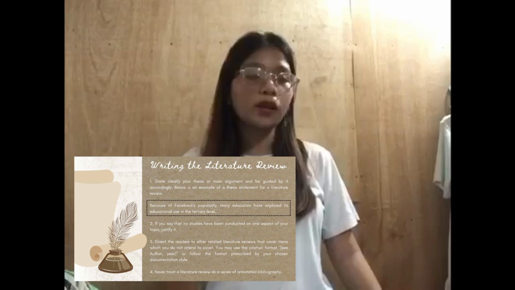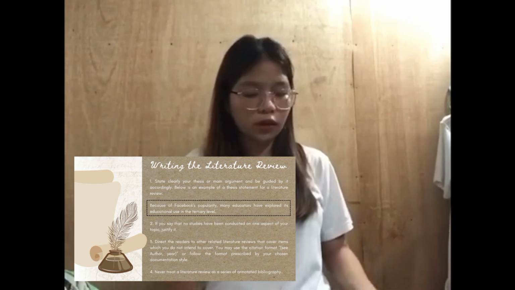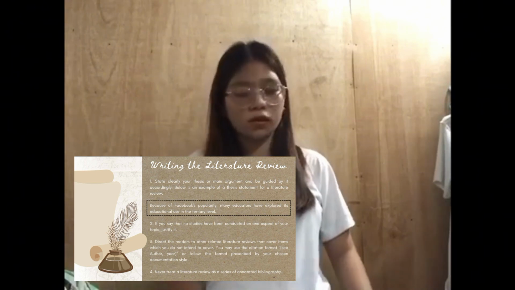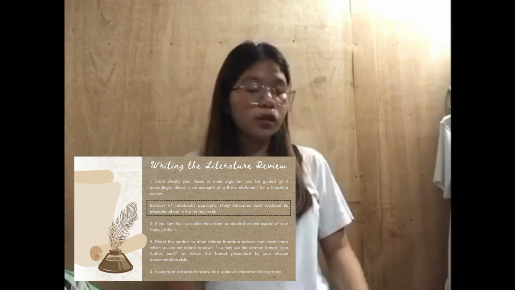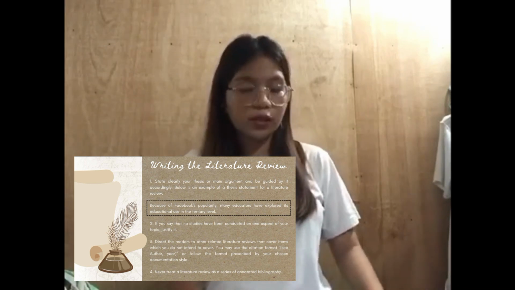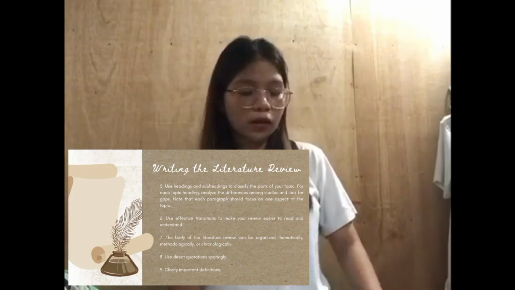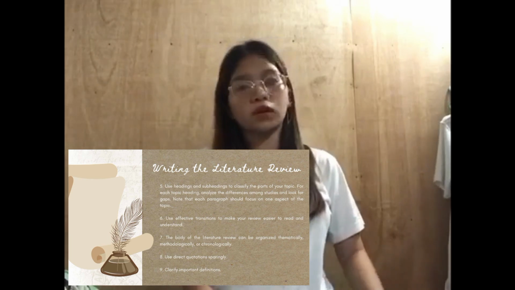Number 5. Use headings and subheadings to classify the parts of your topic. Organize your literature review using headings and subheadings to break down the topic into manageable sections. Example, heading: impact of social media on student engagement. Subheadings: positive and negative effects on participation, challenges in maintaining focus.